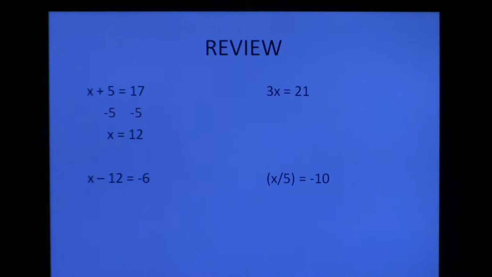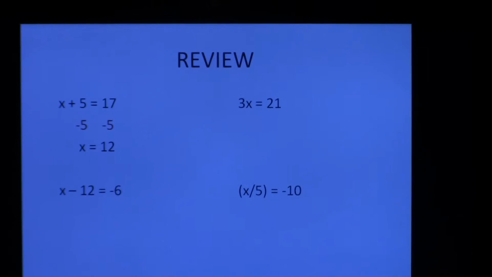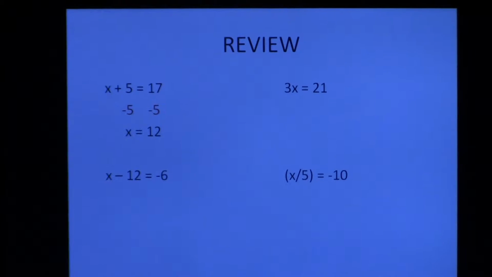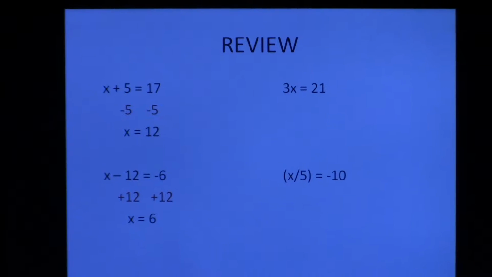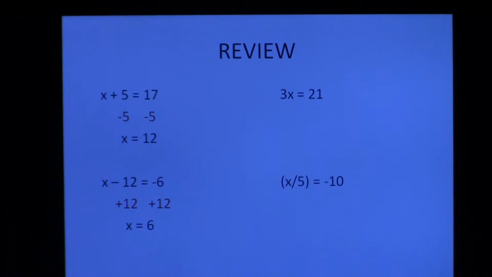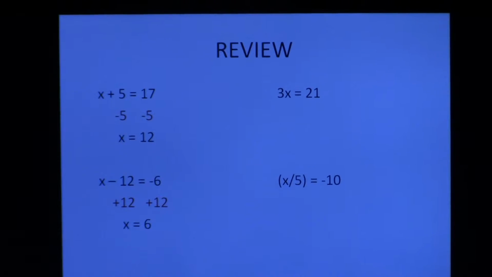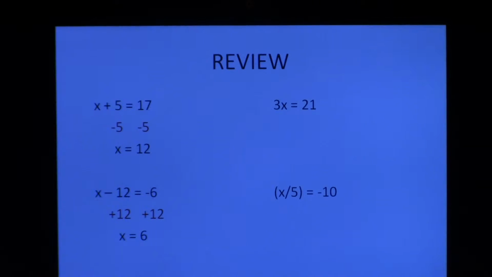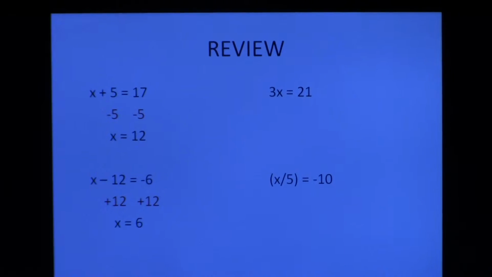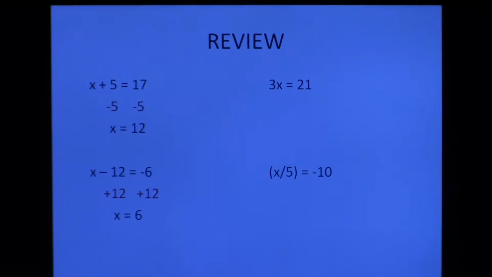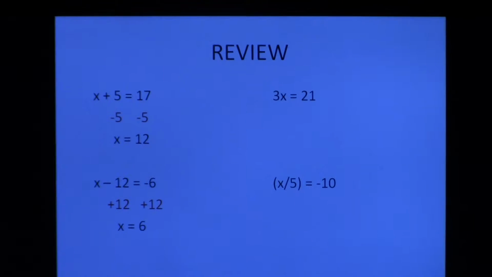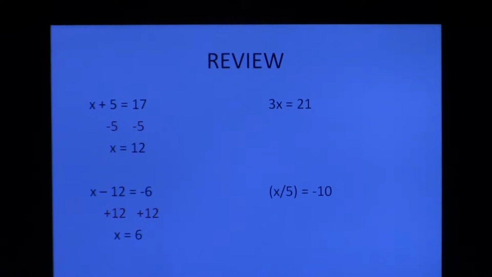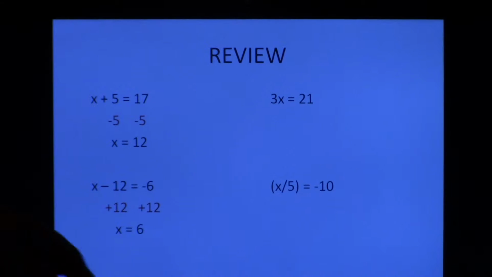And now on this one, how do we undo subtraction? We use addition. So on this x minus 12 equals negative 6, we get x equals 6 because we add 12 to each side, and negative 6 plus 12 is 6. It is not negative 18 or anything like that. When you add a positive to a negative number, it goes up higher in degrees, if you think of it as a thermometer.